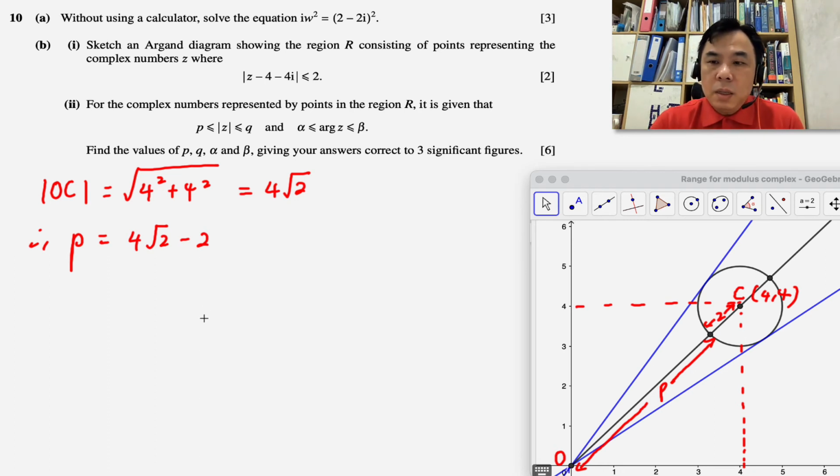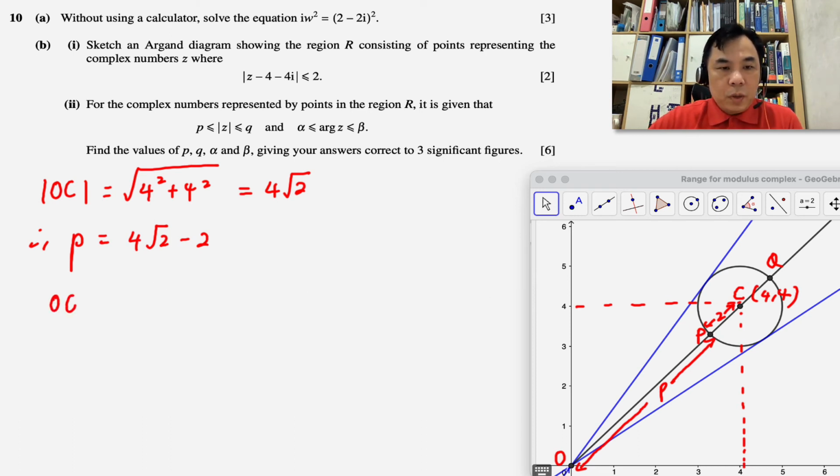Now, next, using the same idea, we are going to find the longest distance from O until here. Maybe I call that OQ, because this one is Q, and this is P. So now the longest distance will be Q. How do I find Q? You can see that very clearly from the diagram.